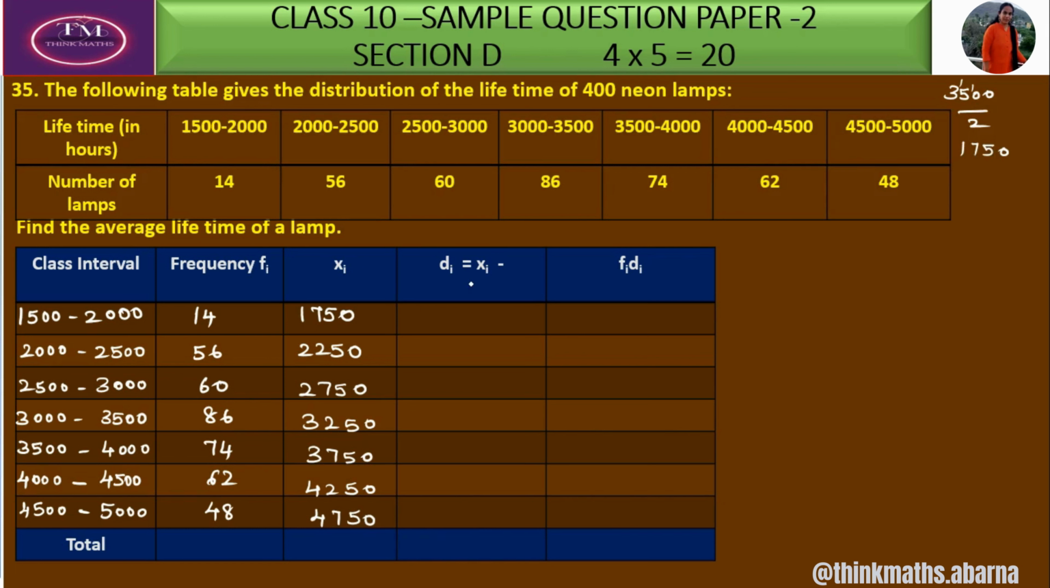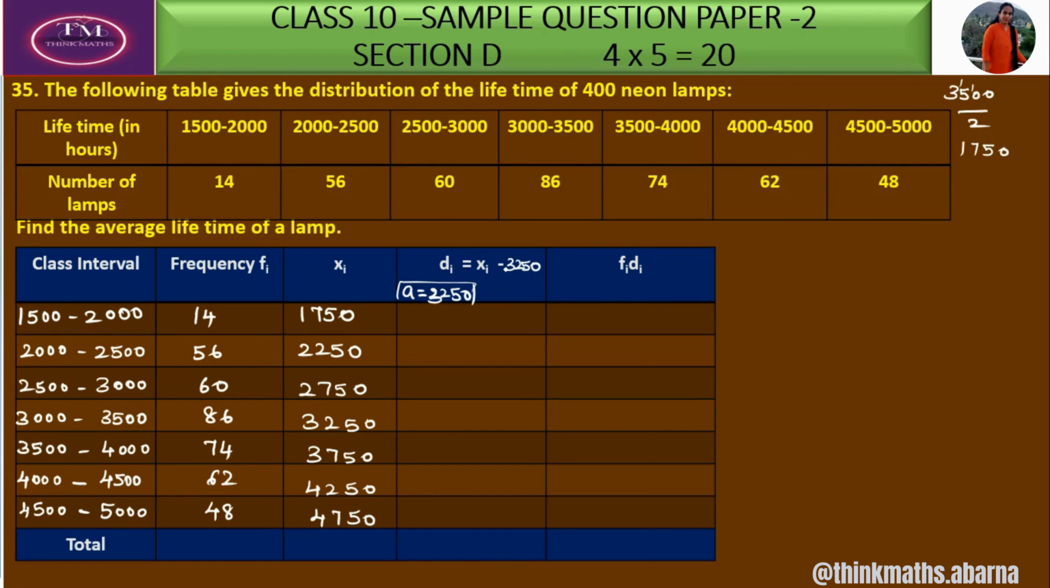Next, di. So I have to find the value of a. Here, what is a? I am going to choose the mid value. The mid value here is 3250. So here a is equal to 3250. With that we are going to subtract. So di equals xi minus 3250.